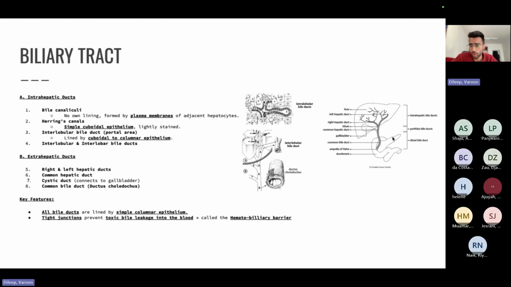And then when we talk about the extrahepatic bile ducts, these include the right and the left hepatic duct. As you can see here, the right and the left hepatic duct. Then you have the common hepatic duct. Then you have the cystic duct, and that's it.